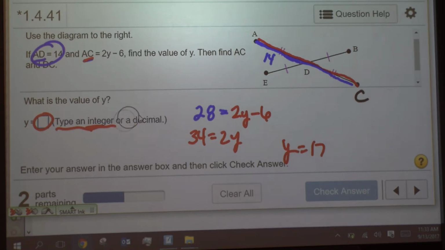Okay. Also, a lot of times that can be very useful, if it says type an integer and you did work, you got a fraction, you got like 17.5. What's that tell you?